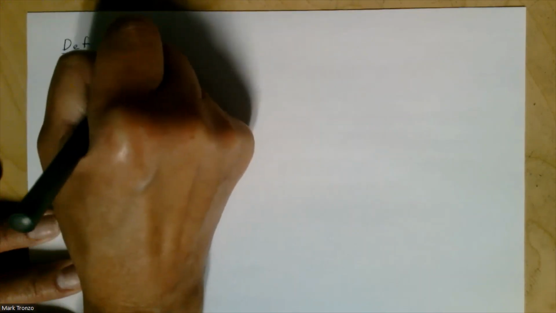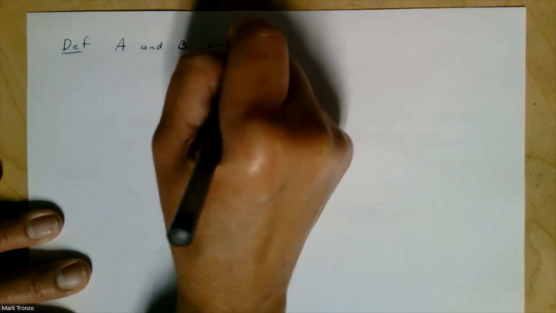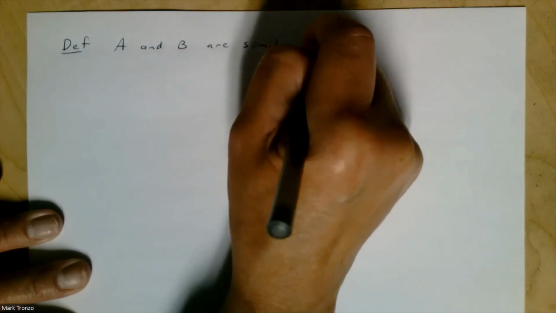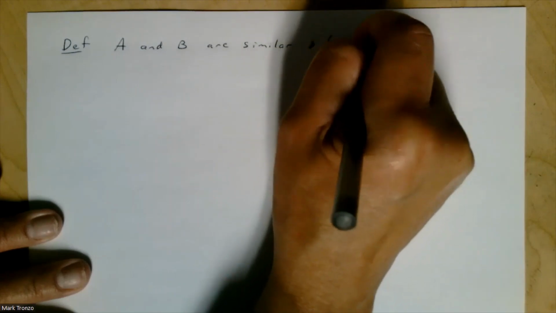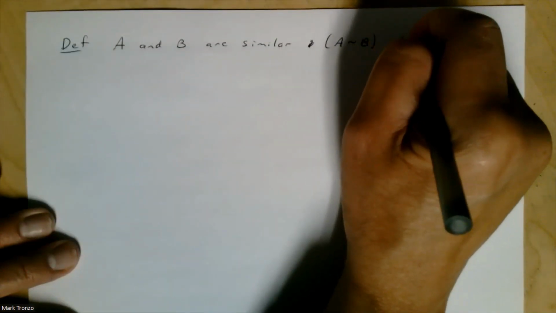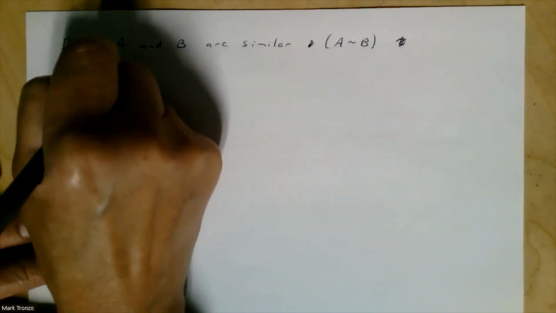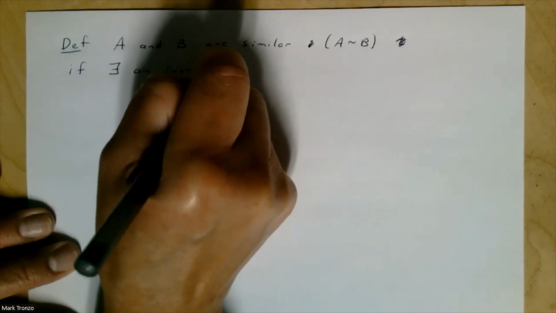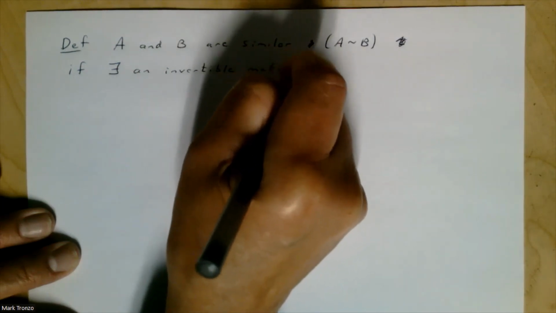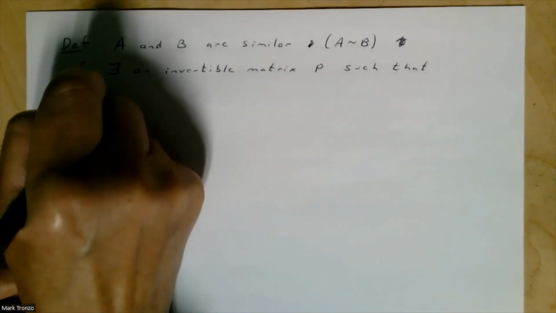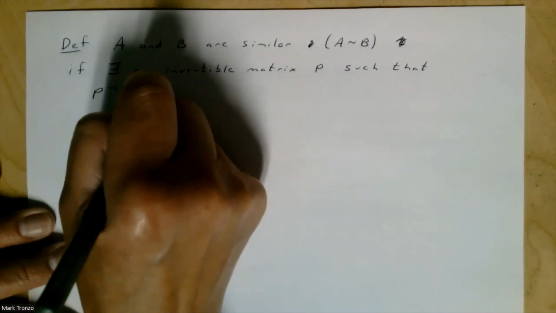So again, recall similar matrices A and B are similar. And a lot of times we'll write that as A ~ B like this if they are similar, if there exists an invertible matrix P such that P inverse A P equals B.